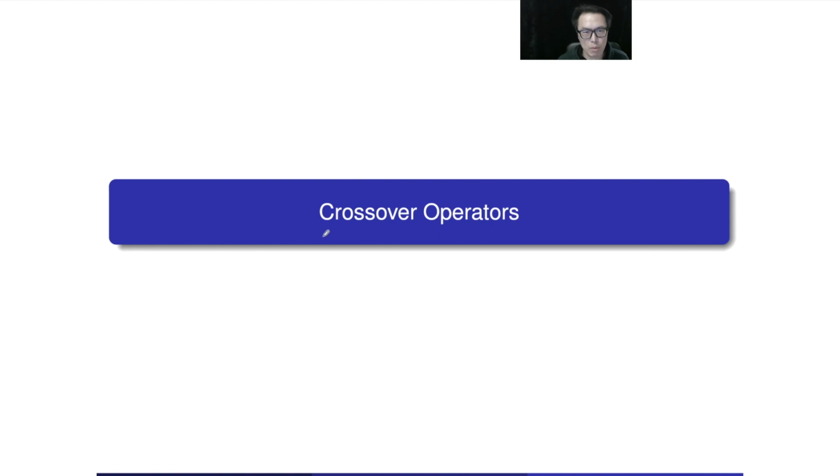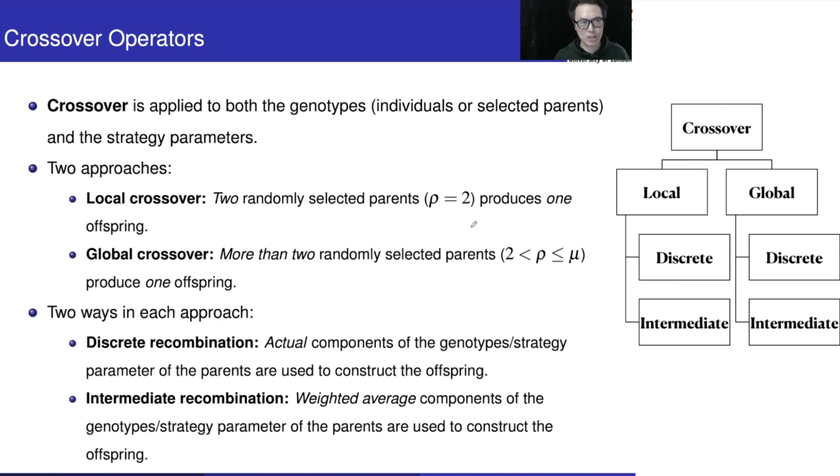And now I'm going to talk about what kind of crossover operators we can use. This slide just summarizes what crossover we are going to have. We apply the crossover to both individuals as well as the strategy parameters, and in general we have two approaches, that is local and global.